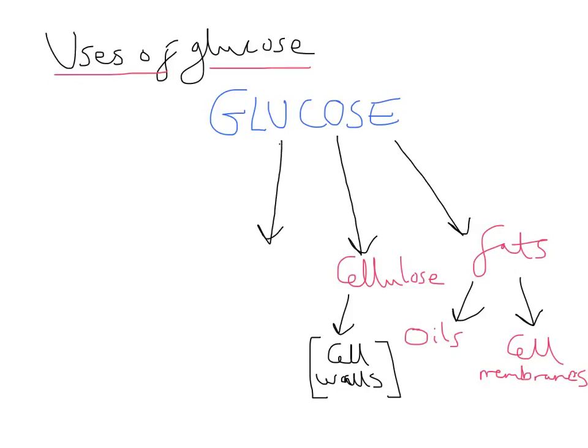The glucose that you make in photosynthesis could be stored away as starch, and it's stored in tubers and seeds and some special organs like potatoes. You could use the glucose to actually make other sugars.